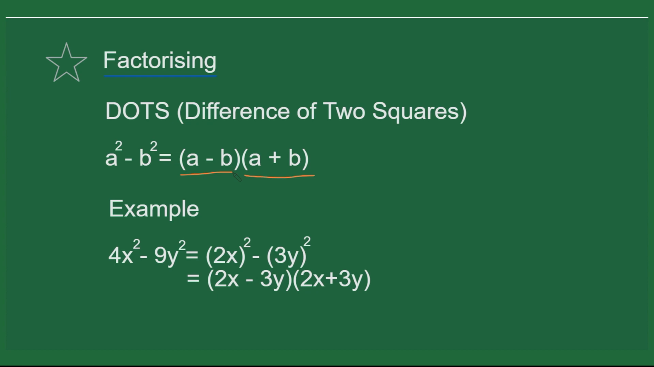Have a look at the example here. 4x squared minus 9y squared. The 4x squared can be written as 2 squared x squared, minus 3 squared y squared. So we can write it as 2x whole thing squared minus 3y whole thing squared. Then this is a difference of two squares. So 2x minus 3y in the first bracket and 2x plus 3y in the second bracket. You can write that in a different order, 2x plus 3y or 2x minus 3y second. This doesn't matter.